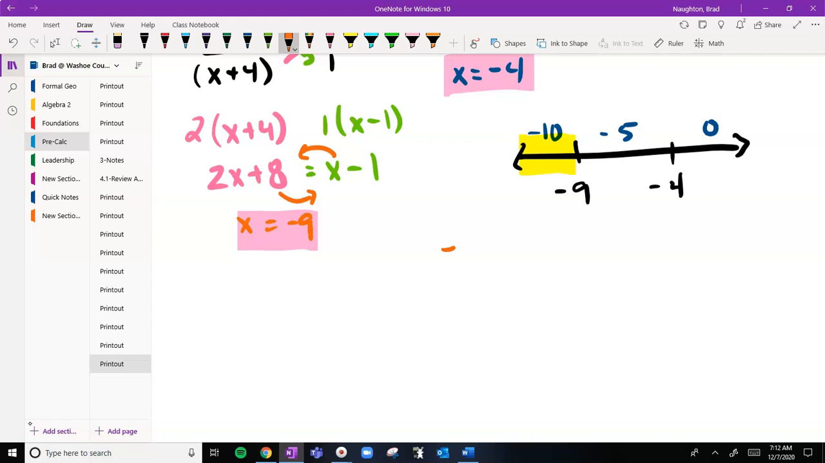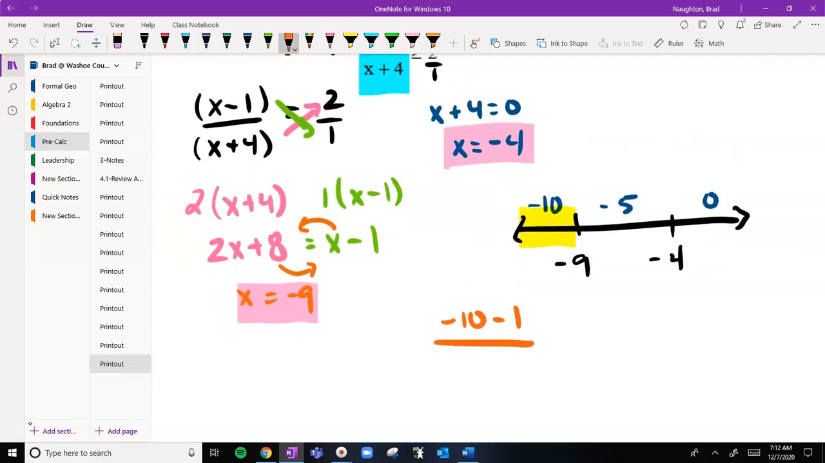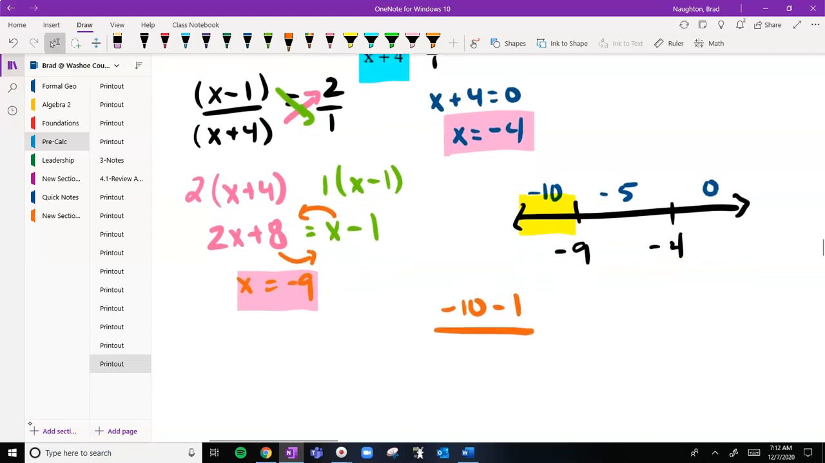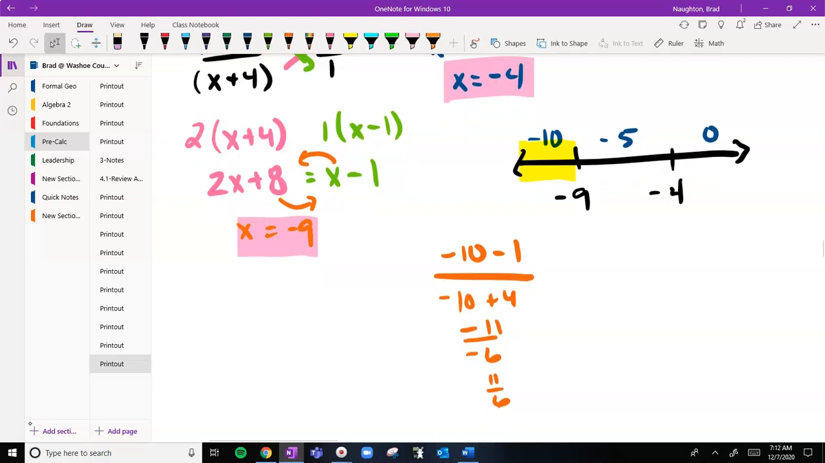So let's test this -10 region, which is right here. So I have -10. Sorry, I got to go back and see what we had. -10 minus 1 over -10 plus 4, and of course, that has to be bigger than 2. So -11 over a -6 is going to be 11 over 6. Okay, so that is super close, but it's not bigger than 2, so that's false.